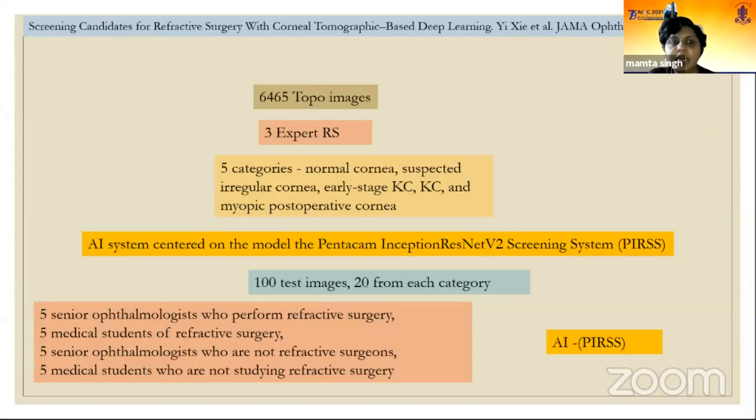And this group of ophthalmologists had five senior refractive surgeons, five students of refractive surgery, five senior ophthalmologists who were not refractive surgeons, and five medical students who hadn't studied refractive surgery. And now their performance was compared with each other, this group of ophthalmologists with artificial intelligence.